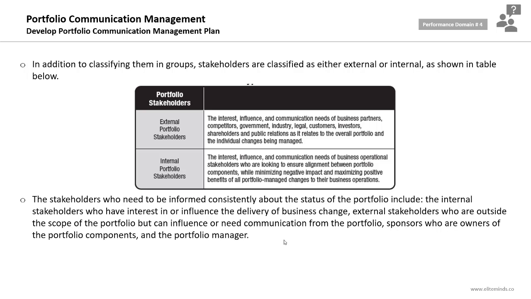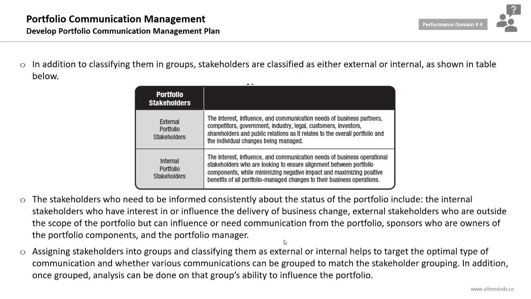The stakeholders who need to be informed consistently about the status of the portfolio include the internal stakeholders within the portfolio who have interest in or influence the delivery of the business change, and external stakeholders as well, who are outside the scope of the portfolio but can influence it or need communication from the portfolio sponsors, who are owners of the portfolio components, and the portfolio manager. Assigning stakeholders into groups and classifying them as external or internal will help you target the optimal type of communication and whether various communications can be grouped to match the stakeholder grouping.